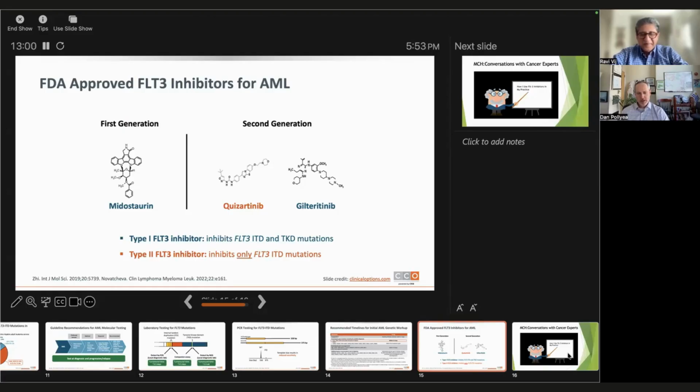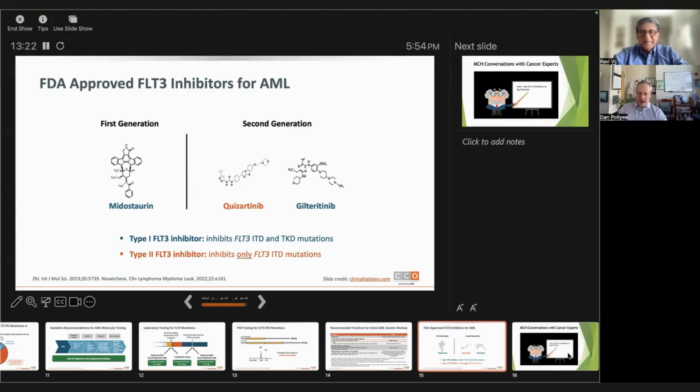Those are patients for whom most people would give a venetoclax-based regimen, and there's no FLT3 inhibitor yet approved for use upfront with a venetoclax-based regimen. But there are certainly a lot of clinical trials looking at that, and I think that's the preferred way to go, to look at a clinical trial for that situation.